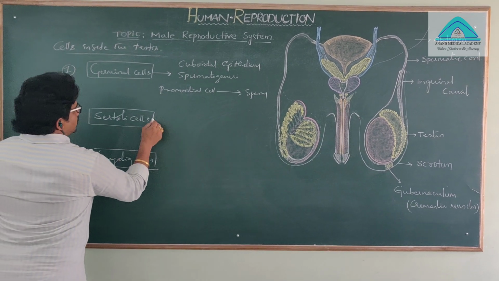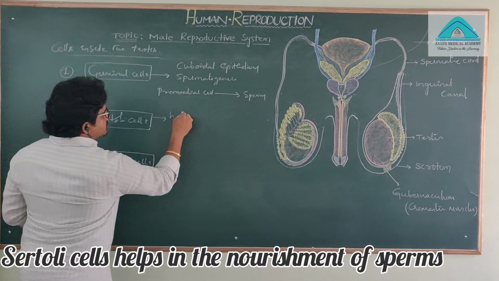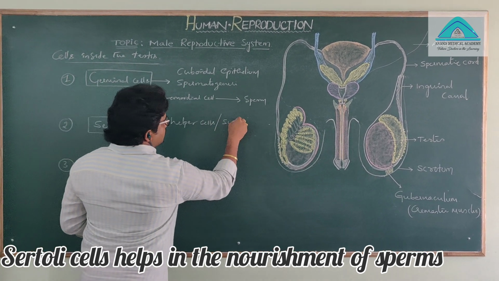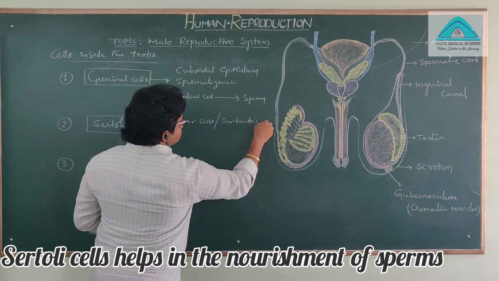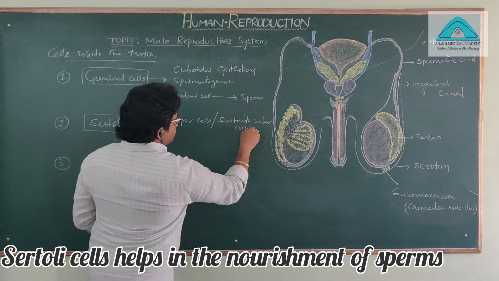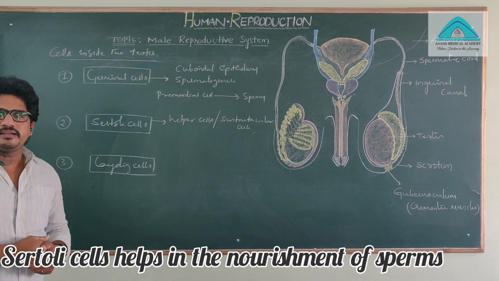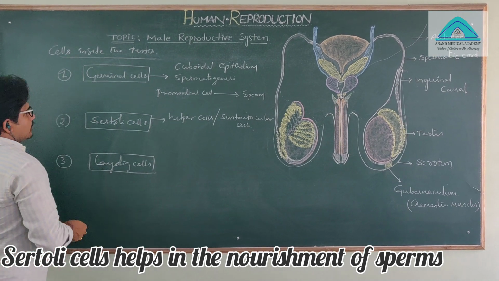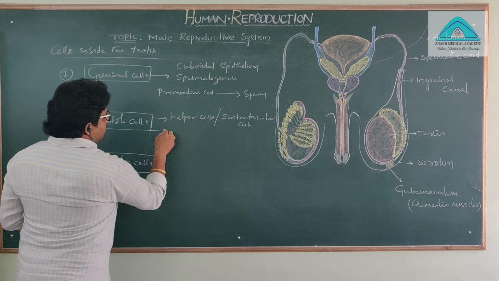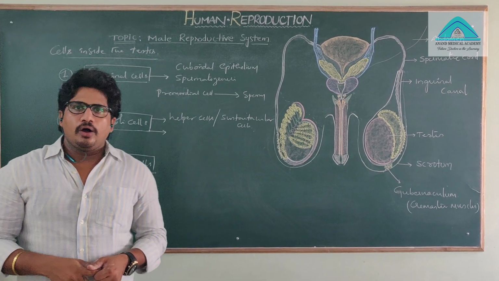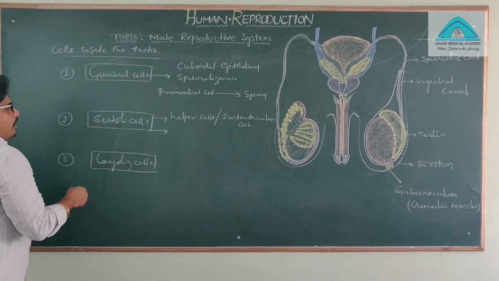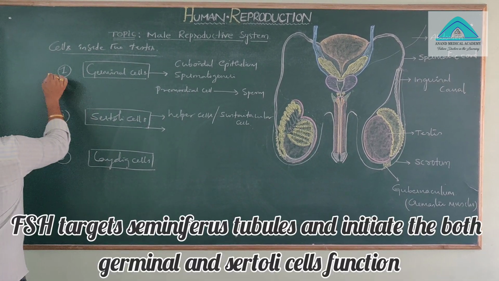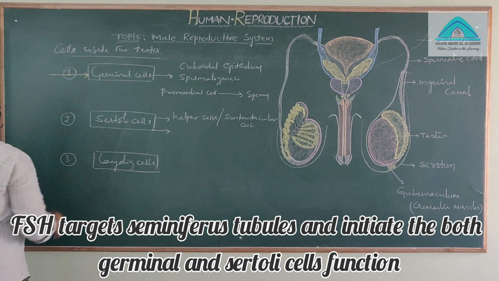Now, Sertoli cells are also called helper cells. They are also called sustentacular cells. They help in the nourishment of the sperms after spermatogenesis. Here, Sertoli cells play a very important role in spermatogenesis also. How? Let us see. Here, hormones play a very important role, nothing but this.